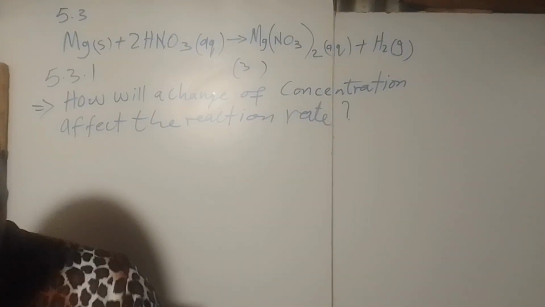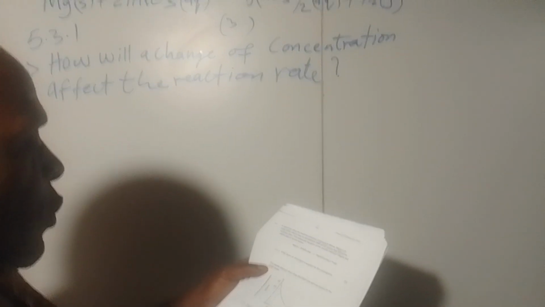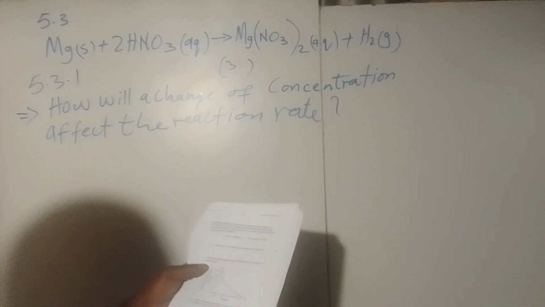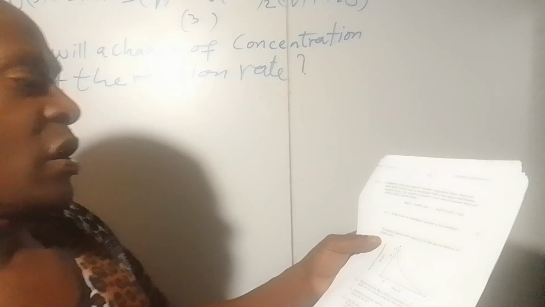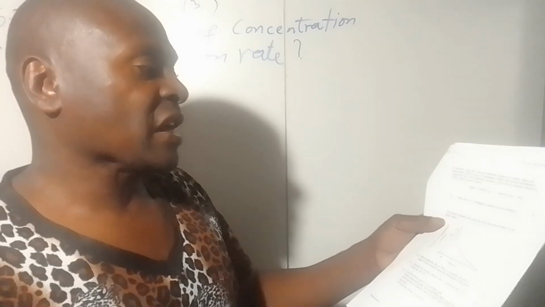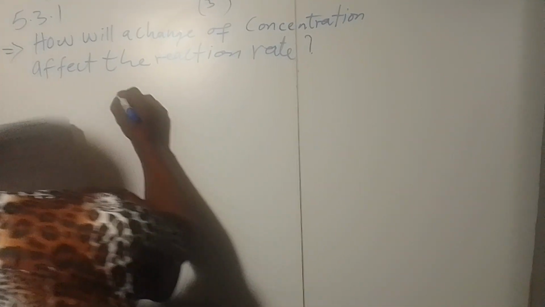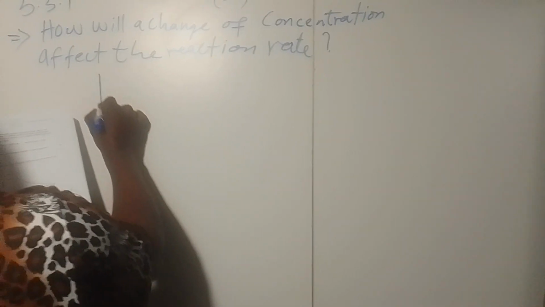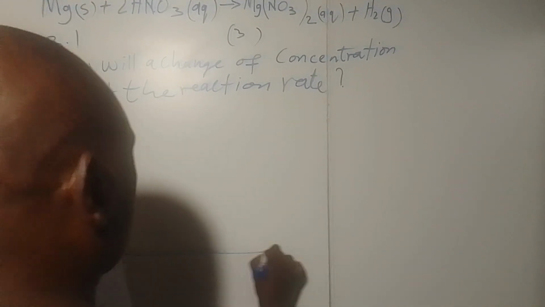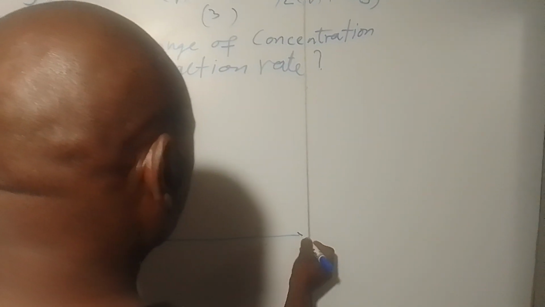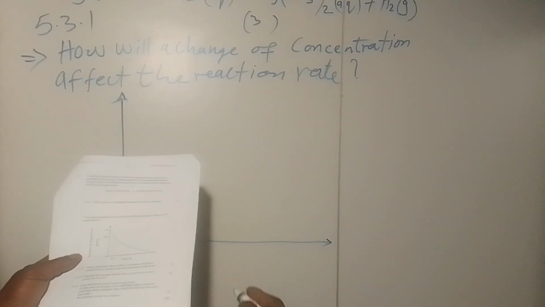Coming to the next question: the results obtained when using diluted nitric acid are shown on the graph below. They are going to give you the graph. This is the kind of graph they will give you. Let's say you are given this graph.